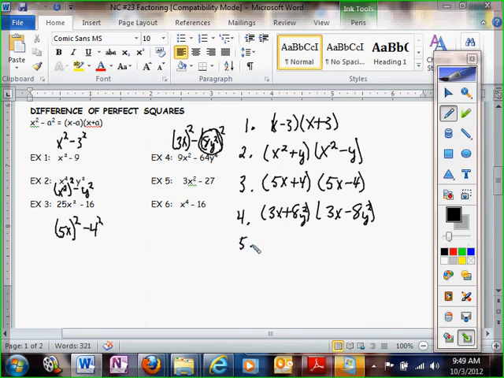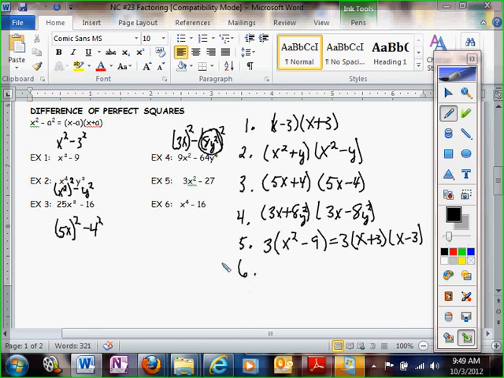Example 5, it doesn't look like we have a difference of squares, but if we keep in mind that every time we always want to pull out a common term. So what I would do first with number 5, I have a common term of 3. When I factor that out first, I get x squared minus 9 inside. And guess what I have here inside? The difference of squares. So what I have is 3 times x plus 3, x minus 3, because 9 is really 3 squared, and that's how I did that.